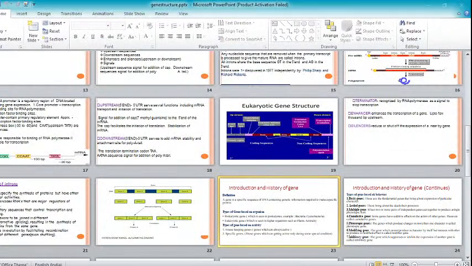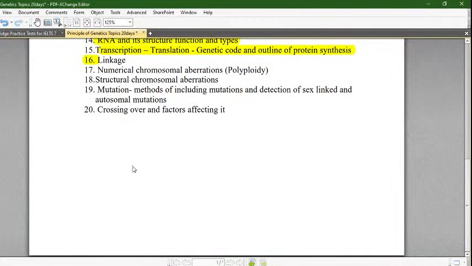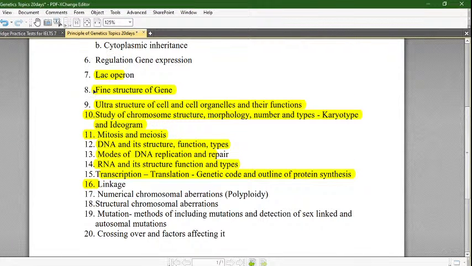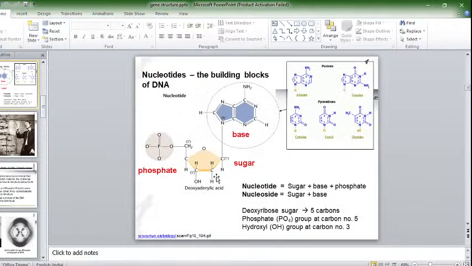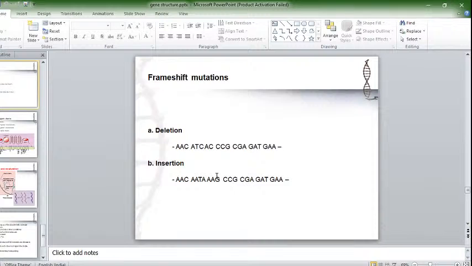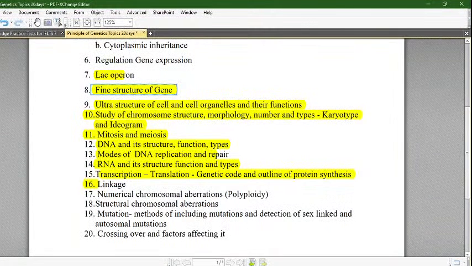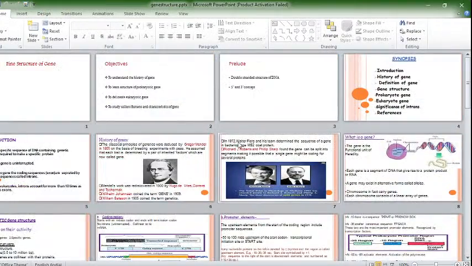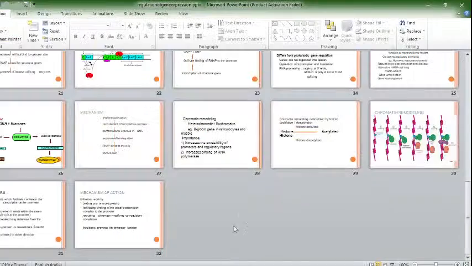Is it clear to all of you? The basic structure of a gene is clear to all of you. Please let me know, because it is there in your syllabus. We have to cover the fine structure of a gene, the basic structure of a gene. Similarly, I have one more PPT related to it, which is again the gene structure. I will share it with all of you so that you can go and watch it on your own. So this is the fine structure of a gene. Is it clear to all of you? Please let me know.